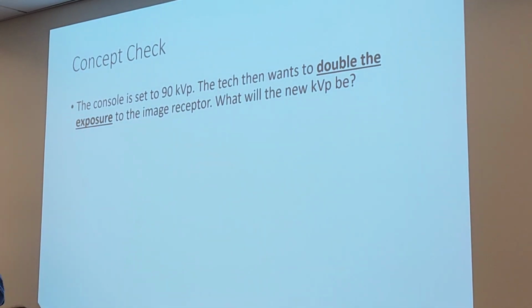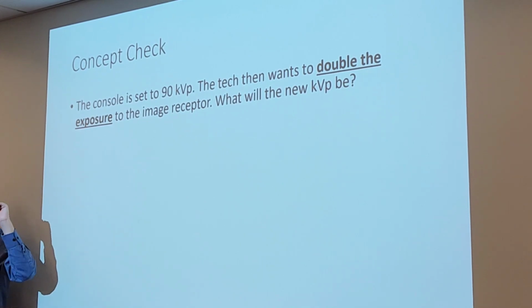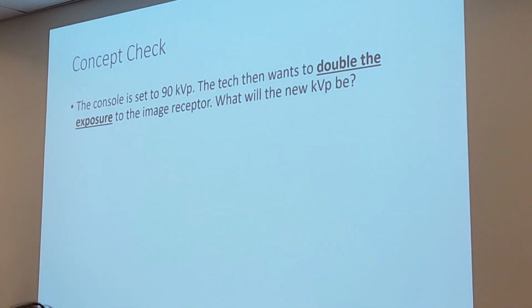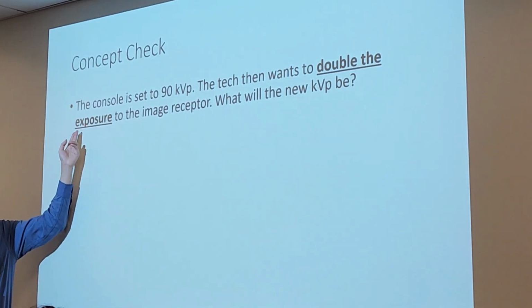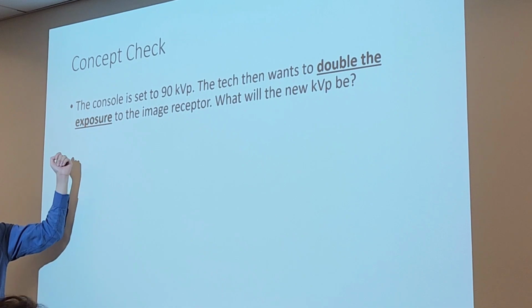It is increase. So exposure to the IR goes up when we increase the KVP. But how much do we increase the KVP by? 15%, right? With KVP, it's always 15%. 15% would double the exposure to the IR. So 15% of whatever the KVP will double the exposure to the IR.